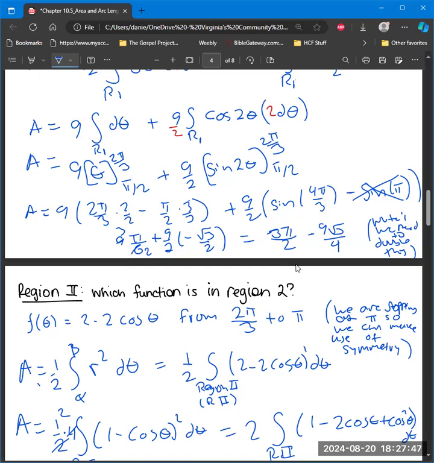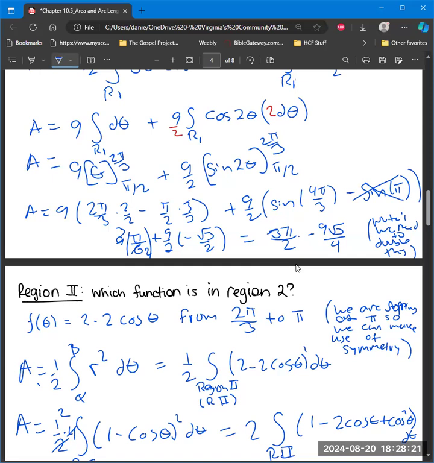So this is 9 times 2 pi over 3 minus pi over 2. And I'm going to make a common denominator so that this is 4 pi over 6 minus 3 pi over 6 is 1 pi over 6. 9 times pi over 6 gets me 3 pi over 2 for the first part here. Then I want 9/2 times sine of 2 times 2 pi over 3, which is sine of 4 pi over 3, minus sine of 2 times pi over 2, which is sine of pi.